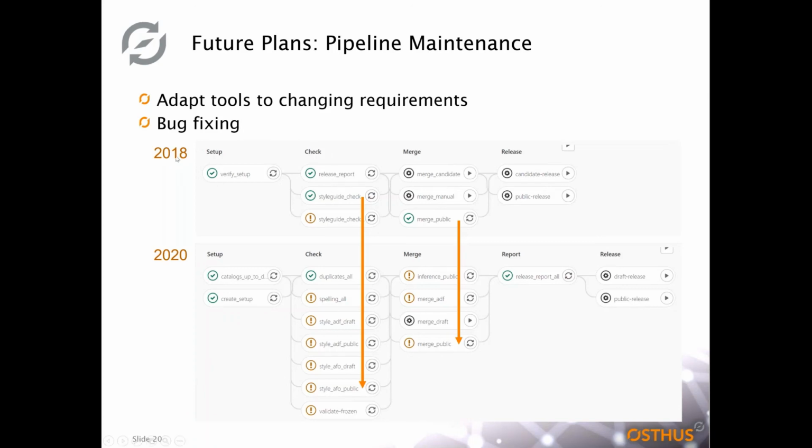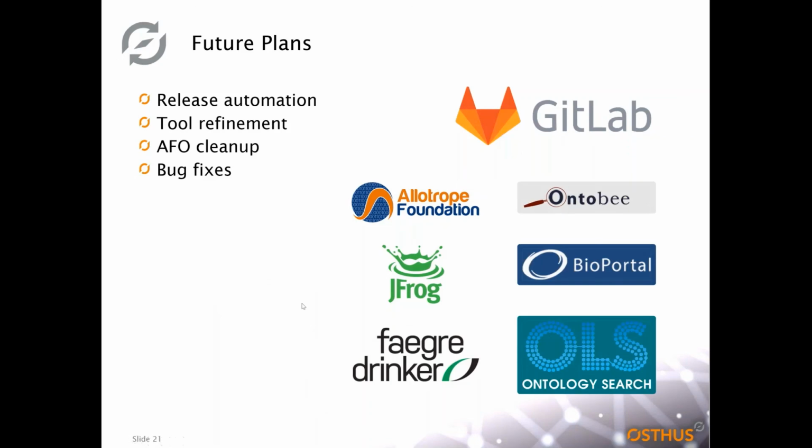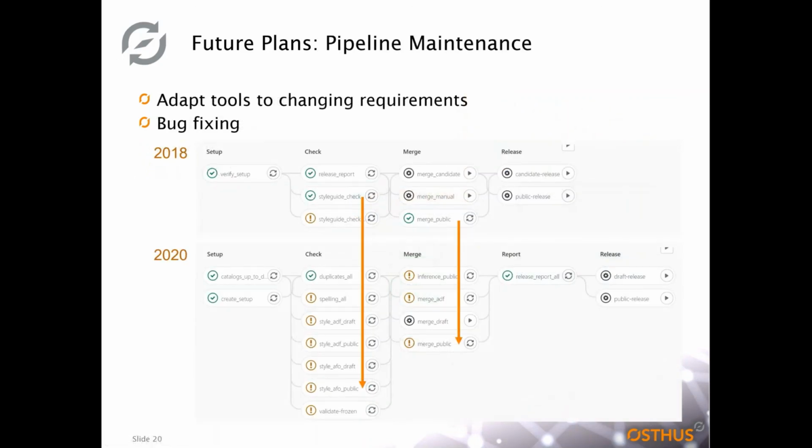As you can see on the top, there's a screenshot from the pipeline run back in 2018. And I've had a recent pipeline run on the bottom. As you can see, we have lots more checks now than we used to have, but also some checks that used to be green are now not green anymore, like the Styleguide check here or the merge check here. And the reason why this fails might be a change requirement, it might be a bug in the tool, or it might be an actual data bug in the AFO.